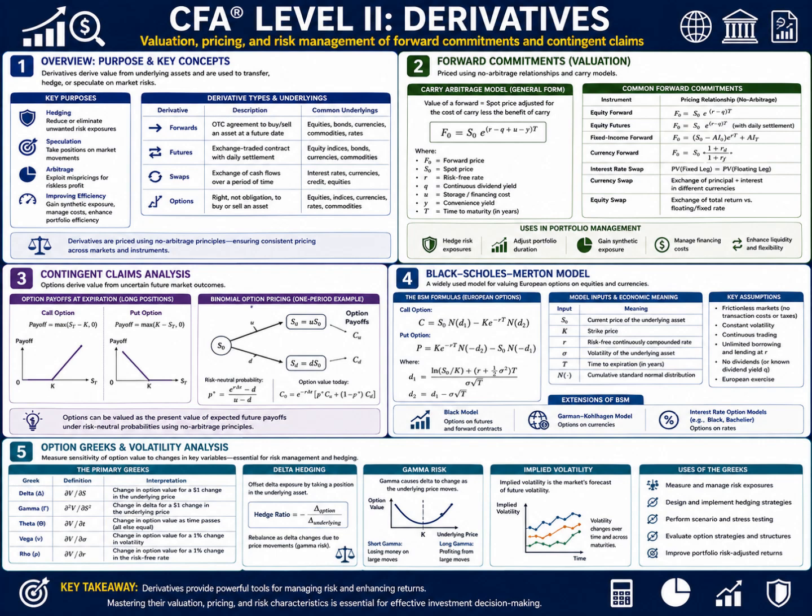The Black-Scholes-Merton model is another key component of the derivatives curriculum and serves as a widely used framework for valuing European options. Candidates study the assumptions underlying the model, including constant volatility, frictionless markets, and continuous trading. The curriculum explains how the model values options on equities and currencies while introducing the Black model for futures options and interest rate derivatives.